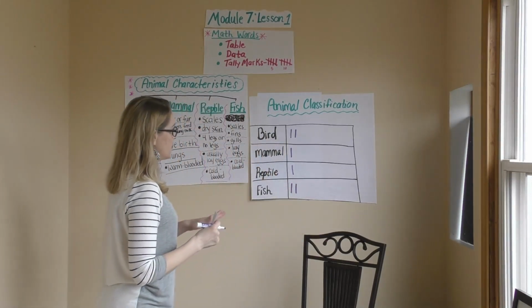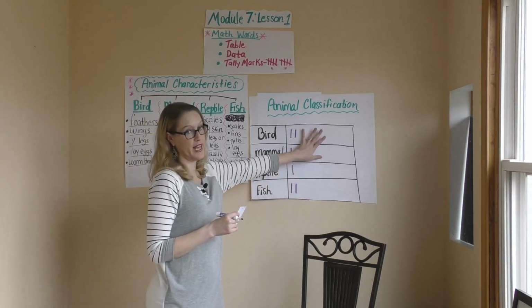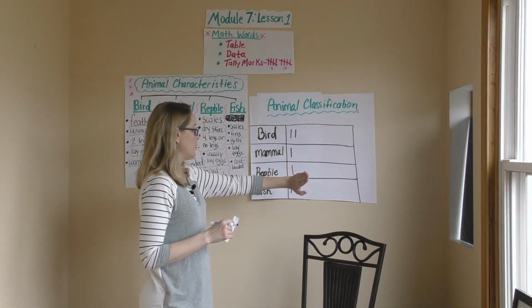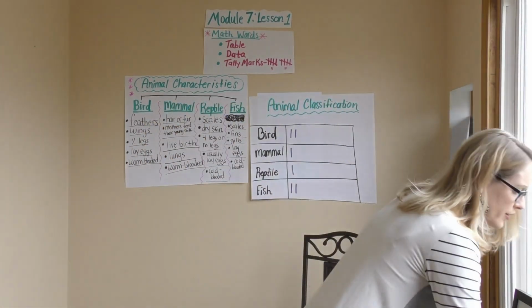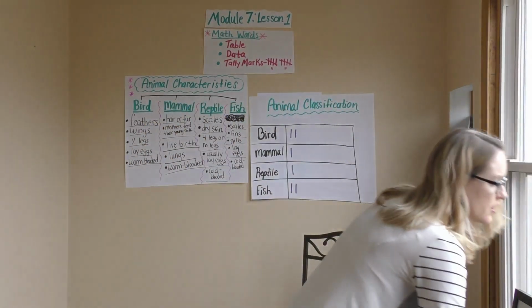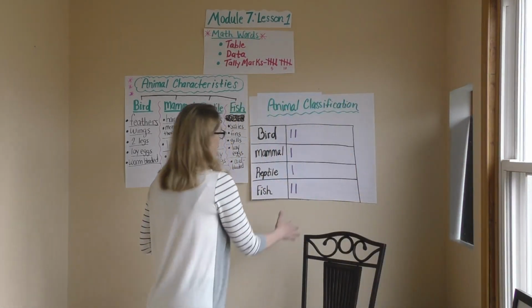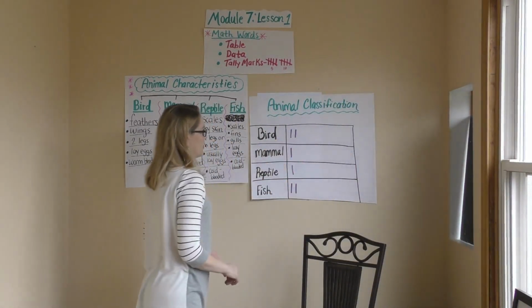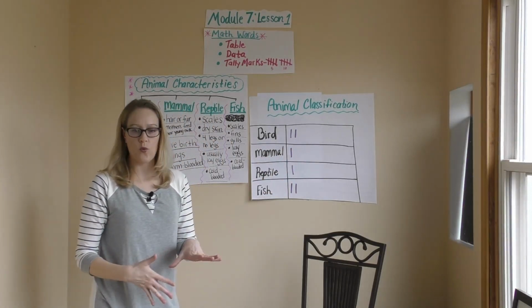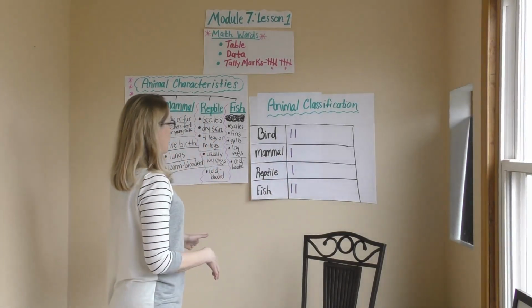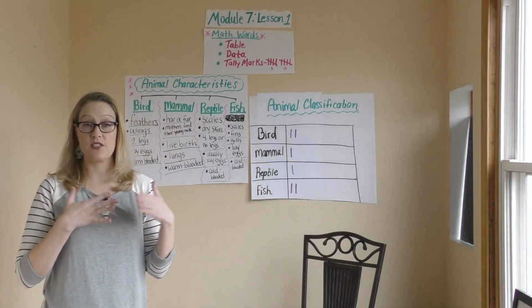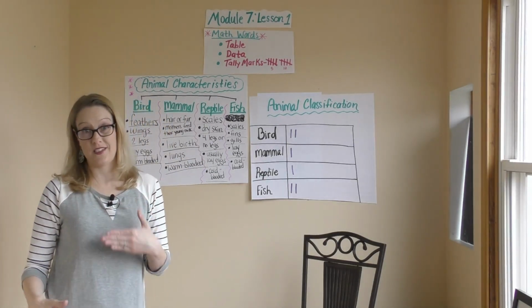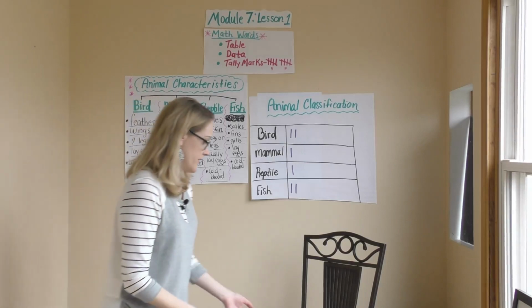Okay, so again, if we were to add these up, we would know we had 2 birds, 1 mammal, 1 reptile, and 2 fish. So now you have an idea of how we put the data in the chart, and we were able to figure out where the data belonged by looking at our other table that showed the characteristics of the animals that helped us figure out where we needed to put the different animals on the table.